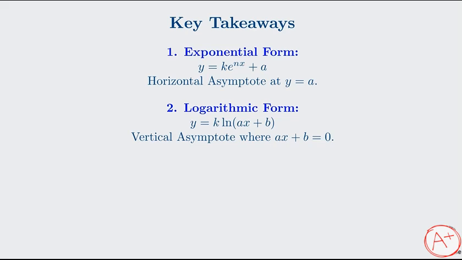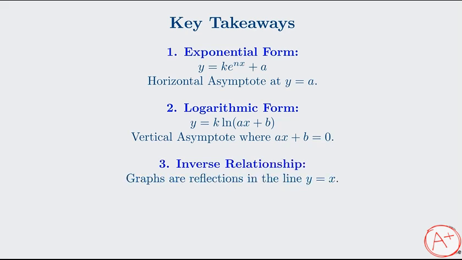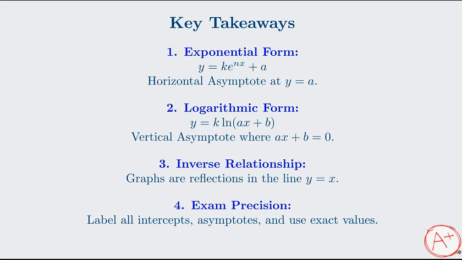Third, the natural exponential function and the natural logarithm are inverses. Their graphs are perfect reflections of one another across the diagonal line y equals x. Finally, always provide exact values for intercepts and clearly label your asymptotes to secure full marks in your Cambridge exams.